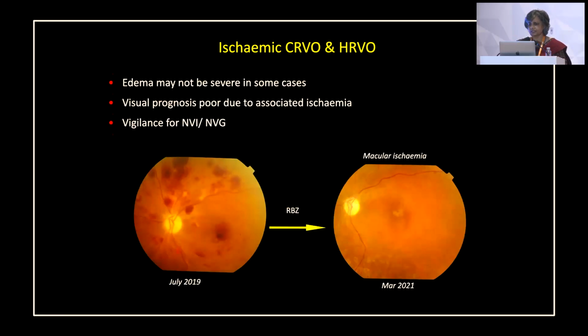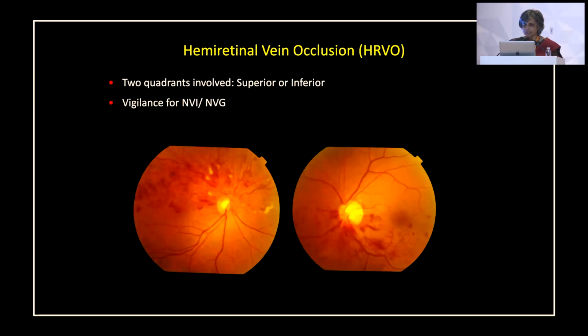So this is how they present. Even with the injections, the vision remains poor. But more importantly, in these patients, we have to be vigilant for iris new vessels and neovascular glaucoma, which can be a painful blind eye.